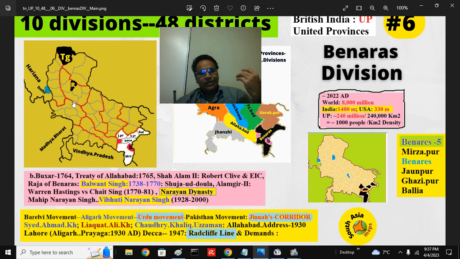Jinnah's corridor passed through this, the demand of Jinnah, and prominent educator and later separatist leader Sayyid Ahmad Khan, Liaquat Ali Khan, Prime Minister of Pakistan, Chaudhary Khaliq-uz-Zaman, Governor General of East Bengal, all the leaders they hailed from there. Even at Allahabad, the resolution passed by poet Iqbal is from this region. This was very important, the Radcliffe line and demand.